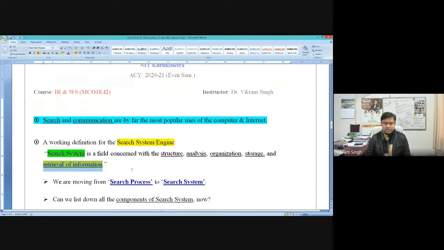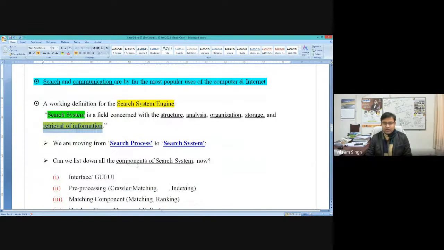So this is what I mean. These are the things which are reflected in the definition itself. Now from here, we are moving from the search process to the search system. That's why we have taken all these elements. So if you talk about these 5 elements, it is primarily giving this larger view of system design.